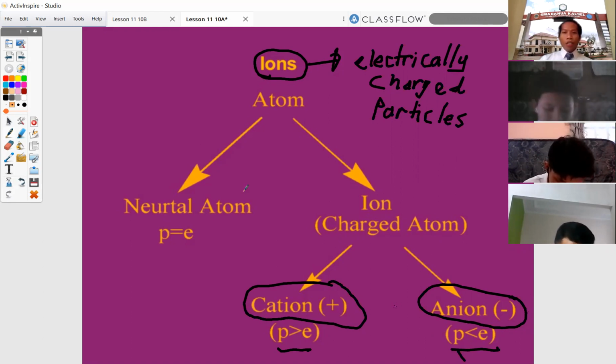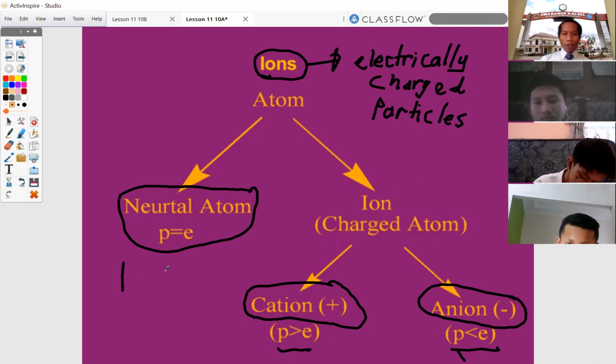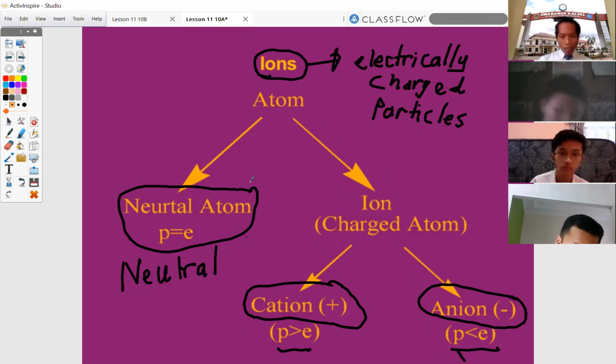We also have neutral atoms. If it is a neutral atom, the number of protons and electrons are equal, so it has no charge. If it is neutral, it is not an ion. It doesn't have a charge. This is wrong, the writing is not like that. It must be written like this, neutral. Okay, I think it's clear for the ions. It's not difficult.